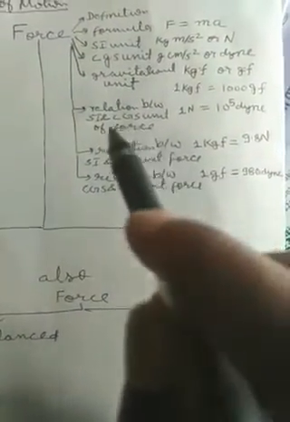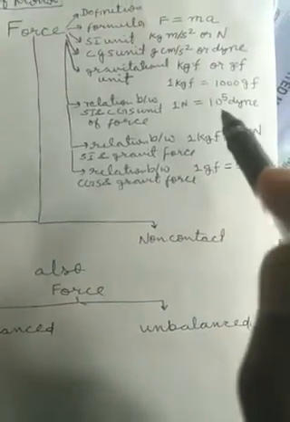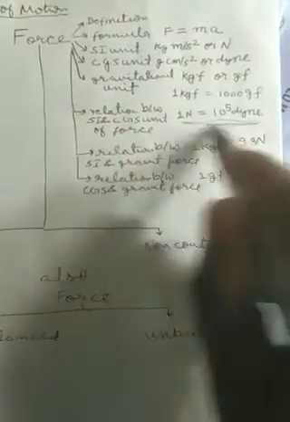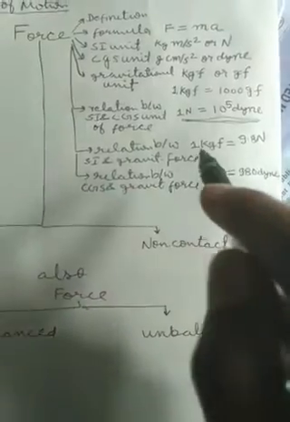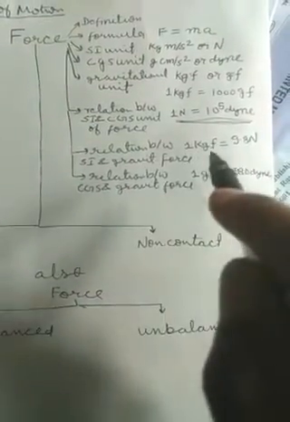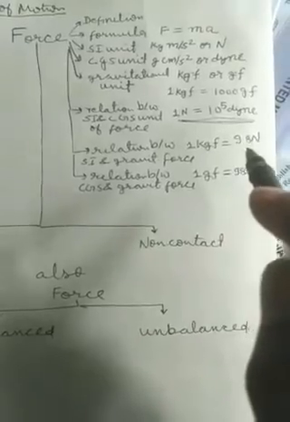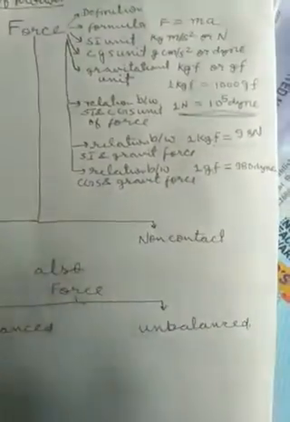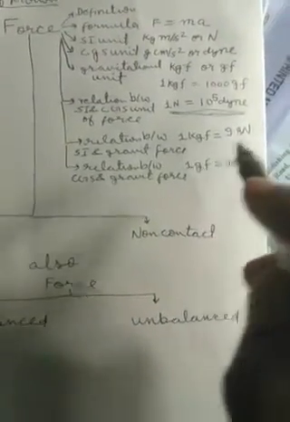Next, relation between SI and CGS unit of force. 1 Newton equal to 10 to the power 5 Dyne. How this relation has come, try to find out by yourself. Relation between 1 kgf and SI unit: 1 kgf equal to 9.8 Newton. Why this has come, we will discuss in later topics. Right now just keep this in your mind.